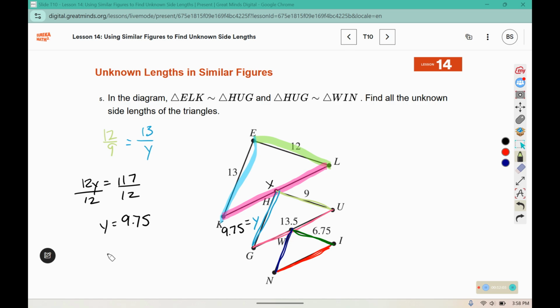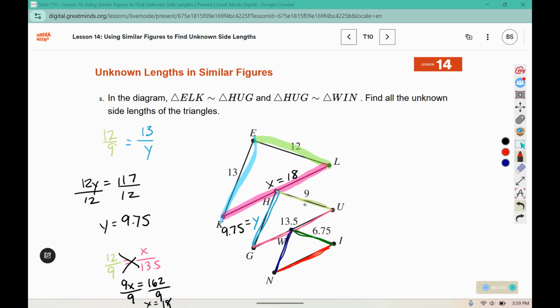We compare the green ones together again to help us find the pink pieces. I have an X and a 13.5. Cross multiply gives me 9x. And then we've got to do 12 times 13.5. Divide by 9. And x equals 18. So that helps us with the large triangle and the medium triangle. Now we just have to solve for the small.